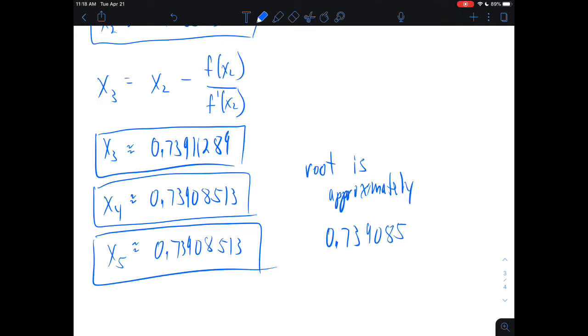We already had rounded to 8 decimal places equal with x4 and x5. But we can just say, rounded to 6 decimal places, that's approximately our root.